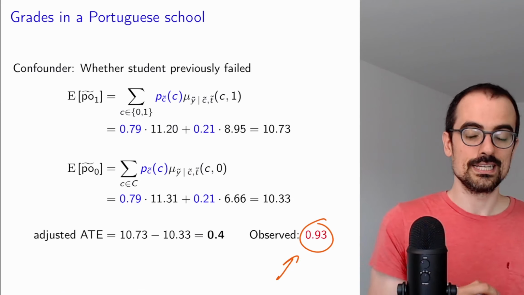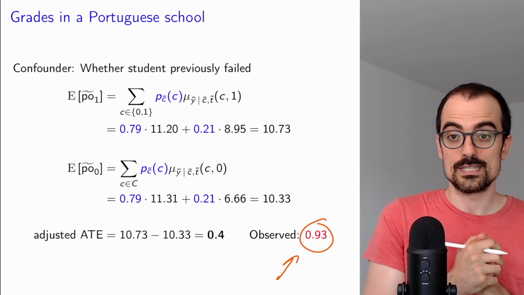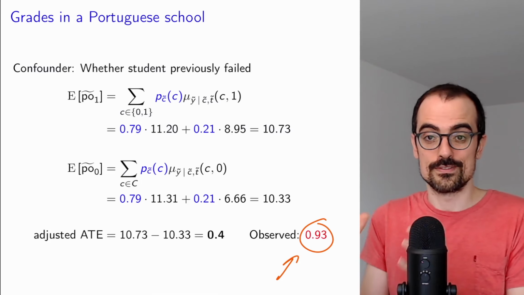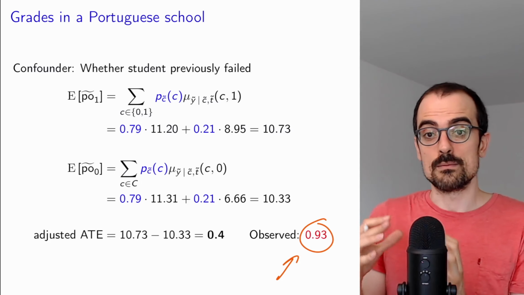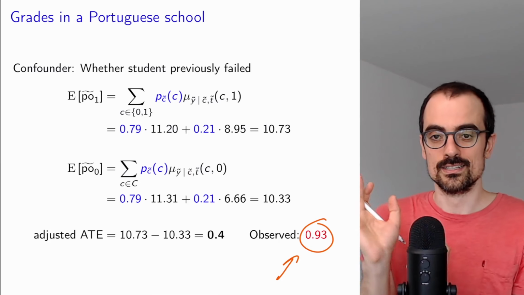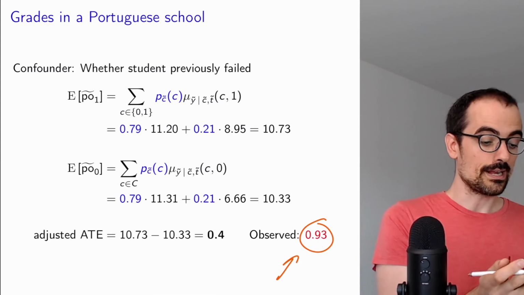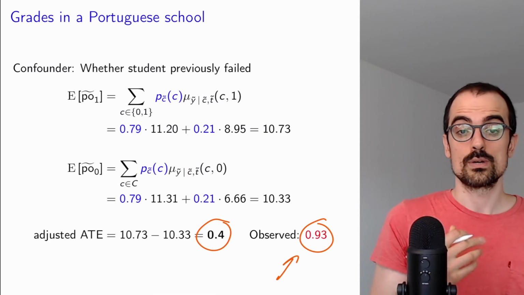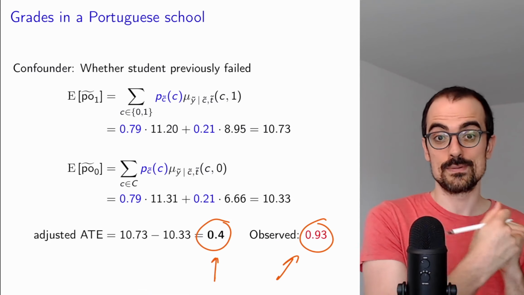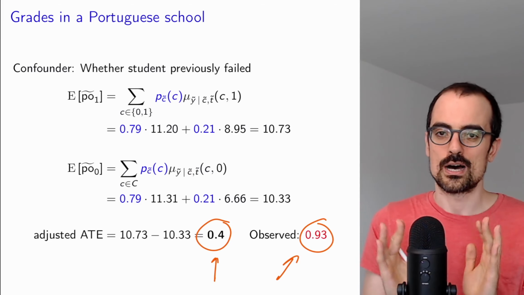It's interesting because originally this observed effect was driven precisely by the students that did not previously fail, for whom it seems that the classes were useless, but there were just more of them taking the classes, and because they typically get better grades, that was inflating the conditional average for students that took classes. And now that we have corrected for that, the average treatment effect is actually driven by the other students, the students that previously failed, because for them it does seem that the classes help, as long as there are no other confounding factors.